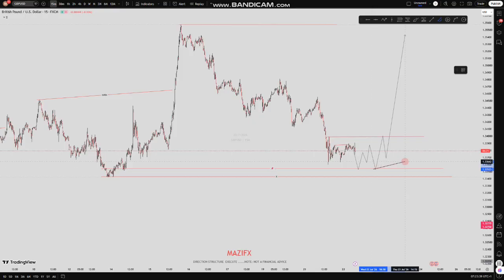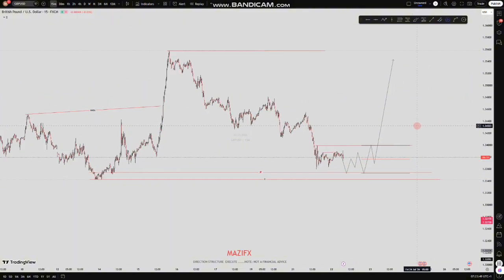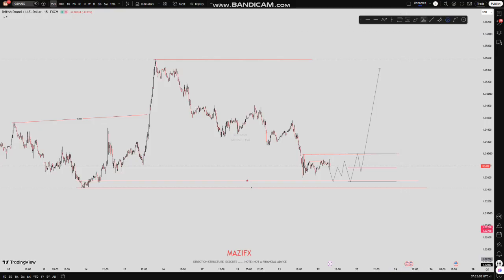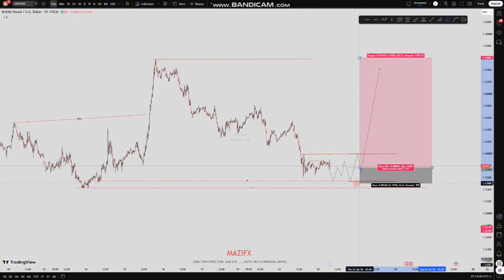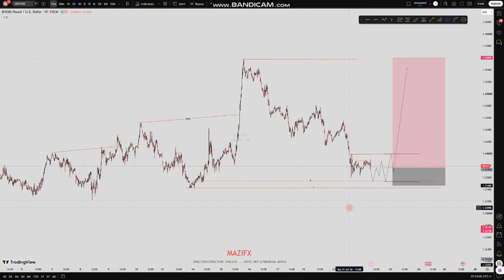I'll put my Fibonacci somewhere there, trace it to whatever high it created before the pullback. And my trade is going to be from the 50% long. Yeah, I'll just stretch to this external range, stop loss just below it. So that is how I will be trading this GBP USD.